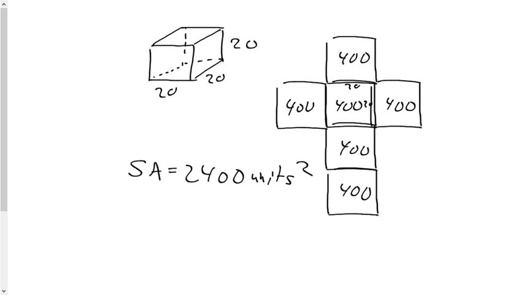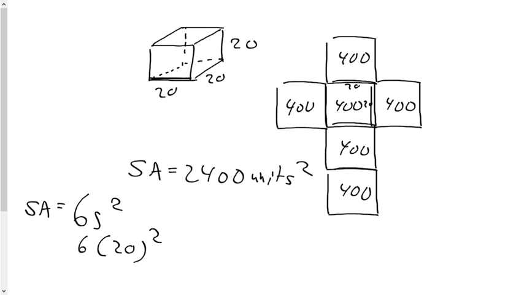Now, if we think about the formula, since side squared is the area of one square, and there are 6 identical ones, we're going to put a coefficient of 6 there and say the surface area of a cube will be side squared multiplied by 6, or 6 independent square faces. If I substitute my side length, which is 20, I have 6 times 20 squared.